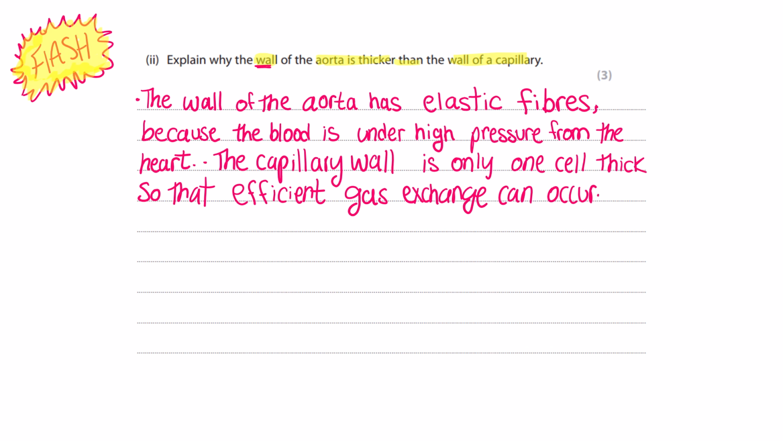This blood is oxygenated and the aorta has to have very thick muscles and walls to push out blood at the highest amount of pressure possible to ensure that oxygenated blood can reach the heart and all the way down to your feet. The second point is, or the third point actually, the capillary wall is only one cell thick so that efficient gas exchange can occur.